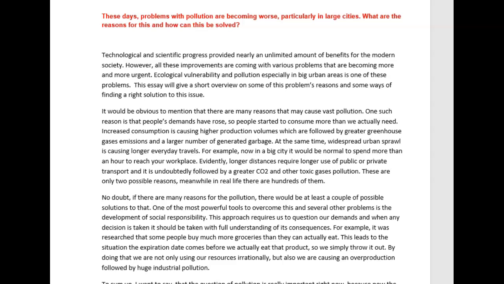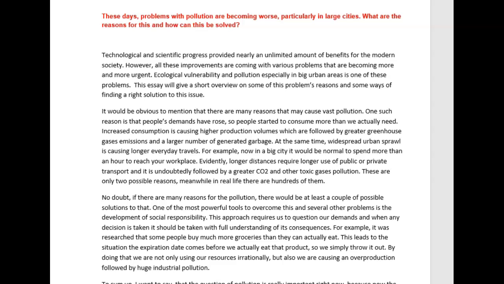Technological and scientific progress provided nearly an unlimited amount of benefits for the modern society. However, all these improvements are coming with various problems that are becoming more and more urgent. Ecological vulnerability and pollution, especially in big urban areas, is one of these problems. This essay will give a short overview on some of this problem's reasons and some ways of finding a right solution to this issue. Okay, this is on the whole a good introduction.